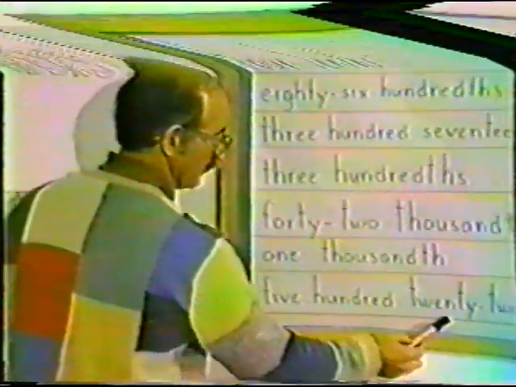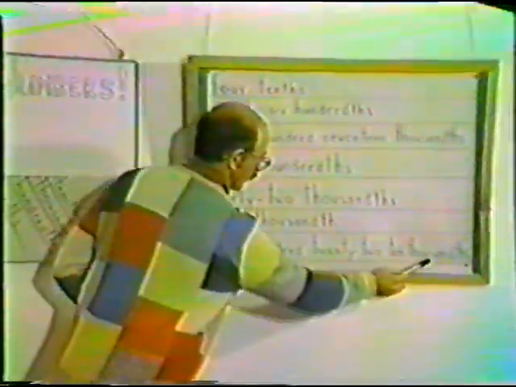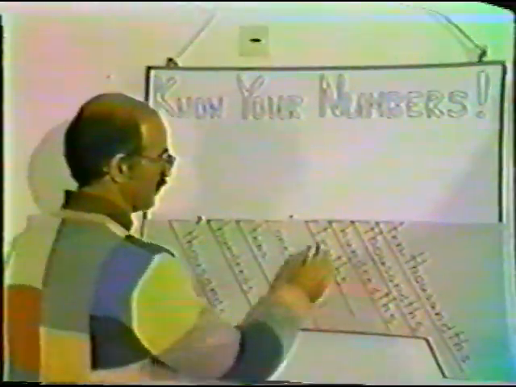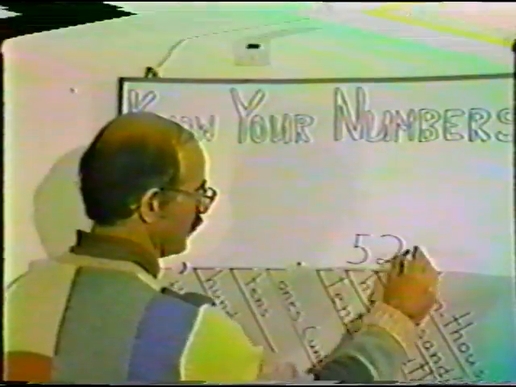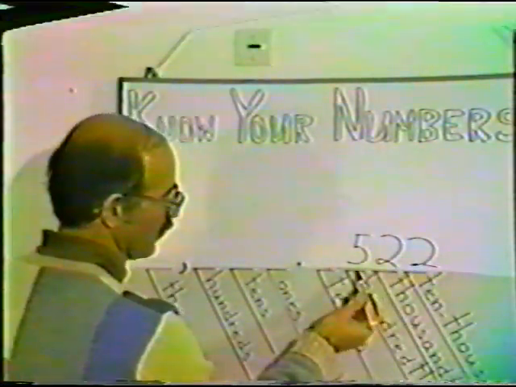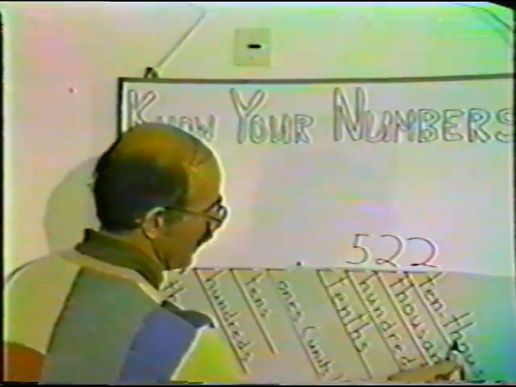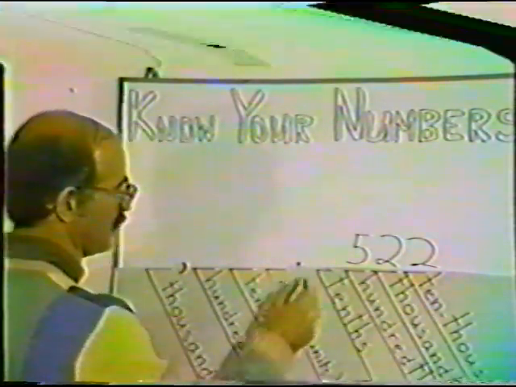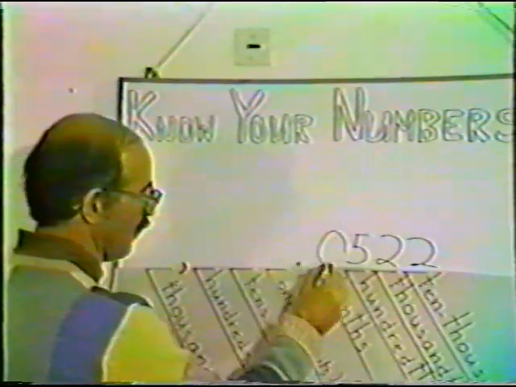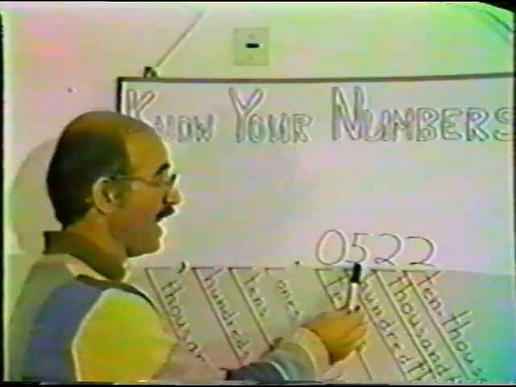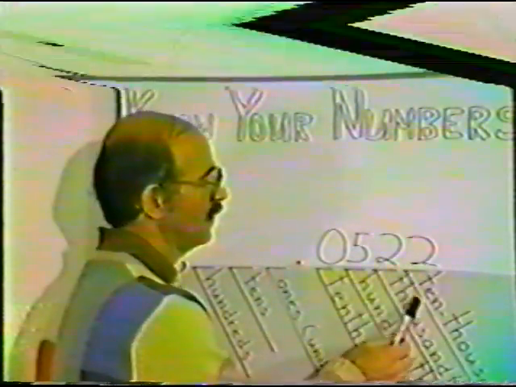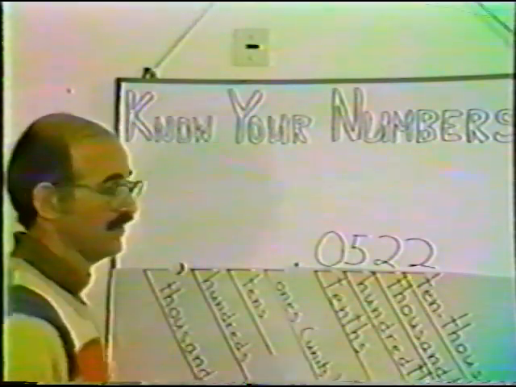Five hundred twenty-two ten thousandths. We begin the number 522 there so that it will end in the 10 thousandths place. And then we put a 0 in the empty tens place. 522 ten thousandths.